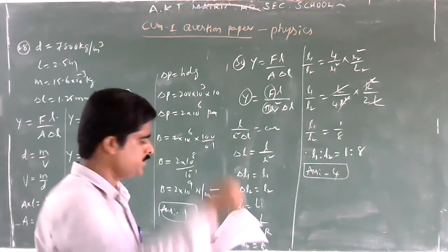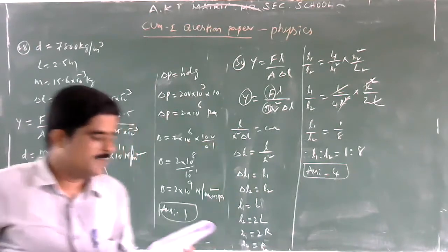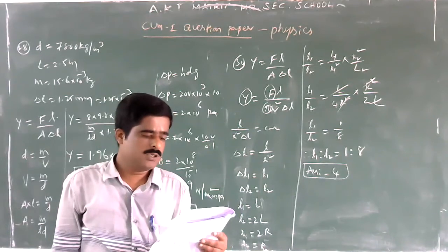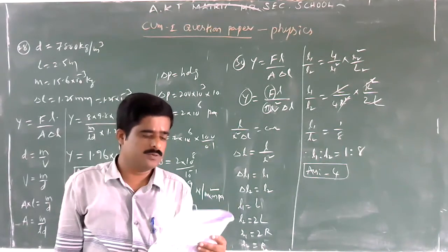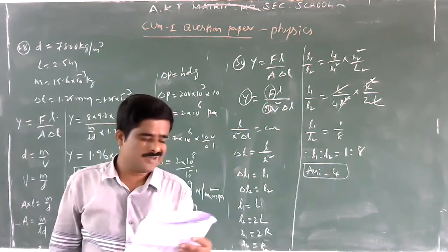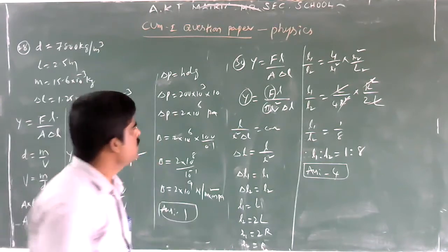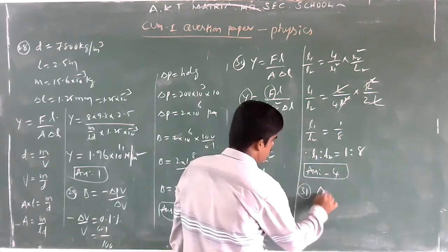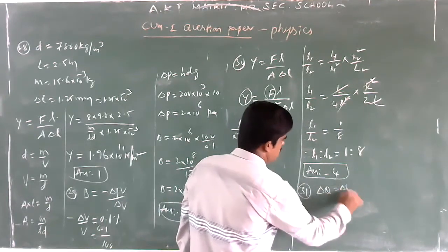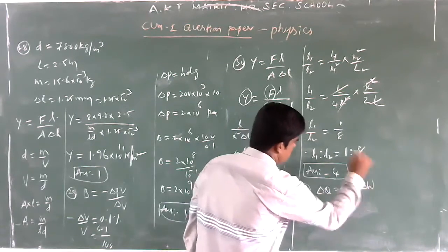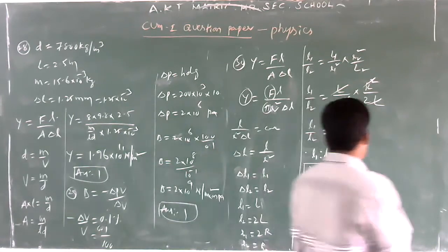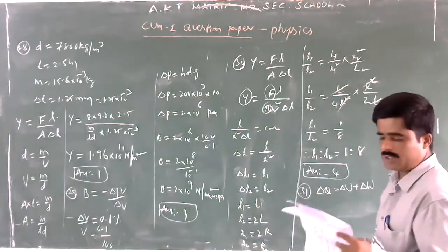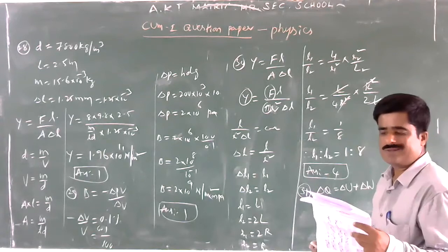Next, 31st question. Heat given by a system is 35 joules and work done by the system is 15 joules. The change in internal energy of the system will be, according to the first law of thermodynamics, delta Q is equal to delta U plus delta W. Next, what they are asking is to find the change in internal energy.